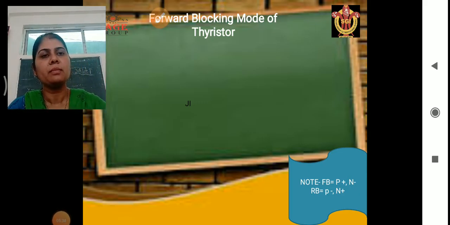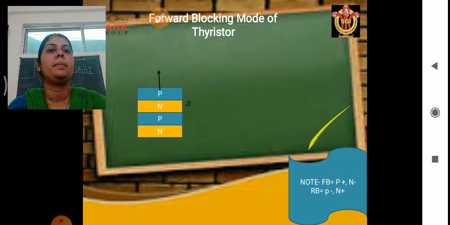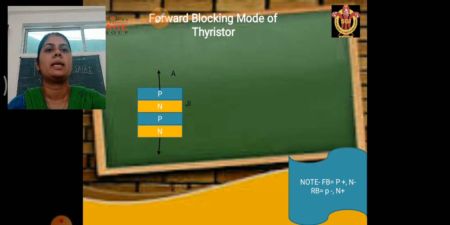Now, next is the forward blocking mode. In forward blocking mode, we are connecting P, N, P and N. P is the anode terminal, N is the cathode terminal and this one is G.